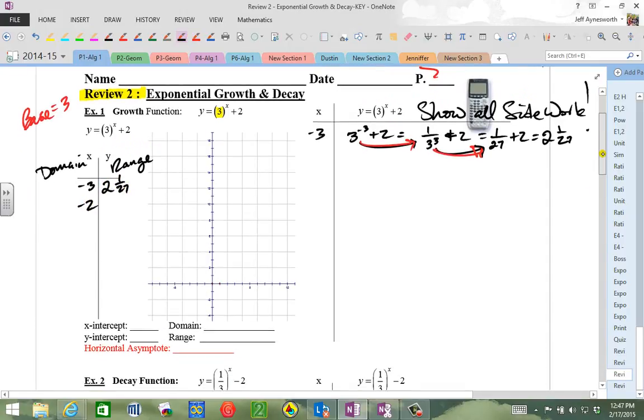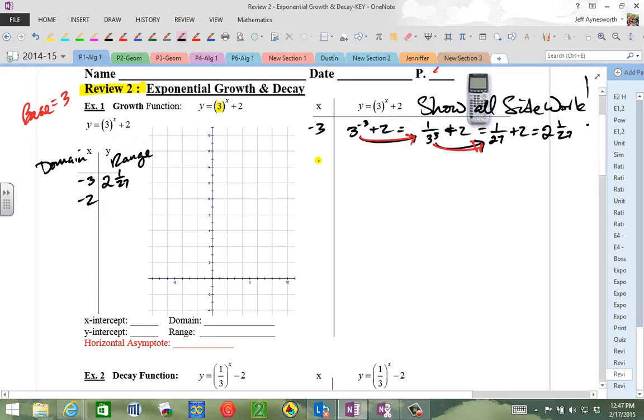What is the function evaluated at -2? I don't know. Let's figure it out. So at -2, you got 3 to the -2 power plus 2. Well, this becomes a fraction, 1 over 3 squared, but you still have to add 2. What does that become? It becomes 1/9. 3 squared is 9, plus 2, or 2 and 1/9. So my next ordered pair is -2 comma 2 and 1/9.